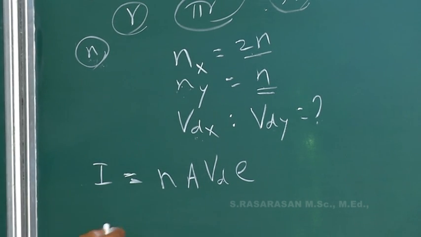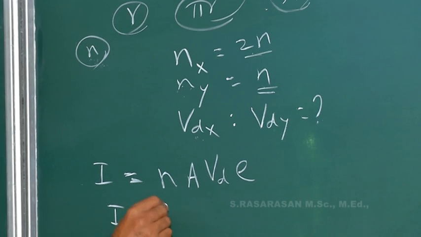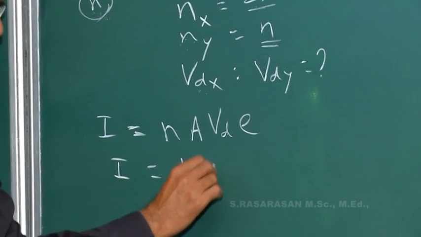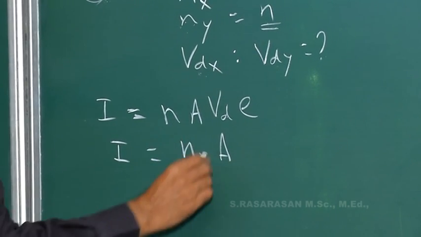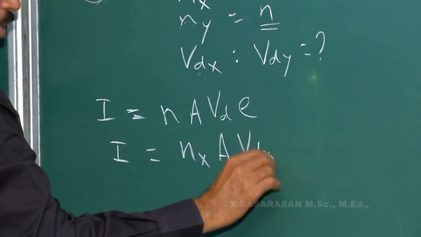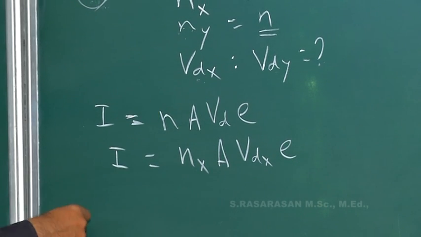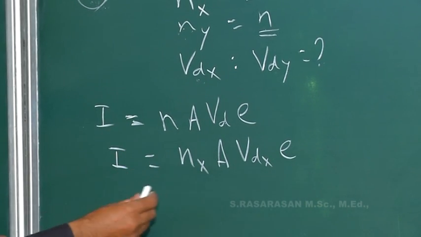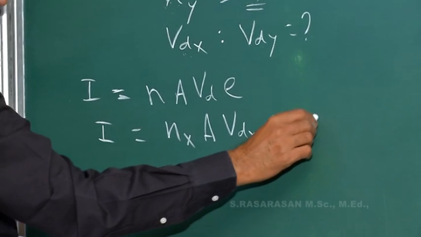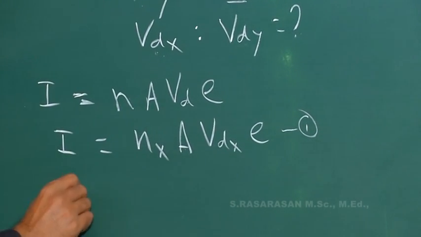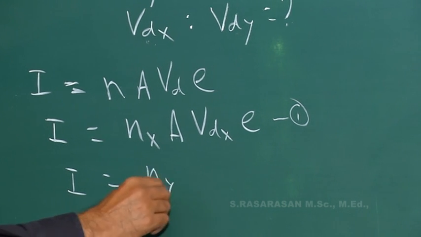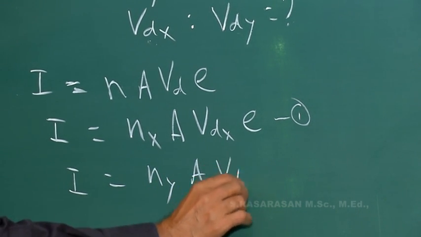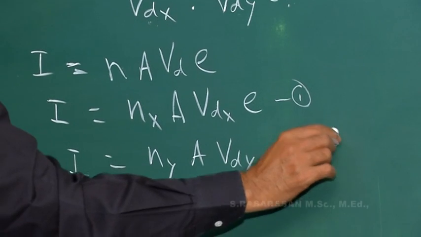So the current is same in both. For the first wire, I is equal to Nx A Vdx e. A is same, since the diameter is same for both wires, so same cross-sectional area. And Vdx differs; the charge of the electron is always constant in any wire, any material. And this is for the first case. For wire Y, the current is same, I. It is Ny A Vdy e.